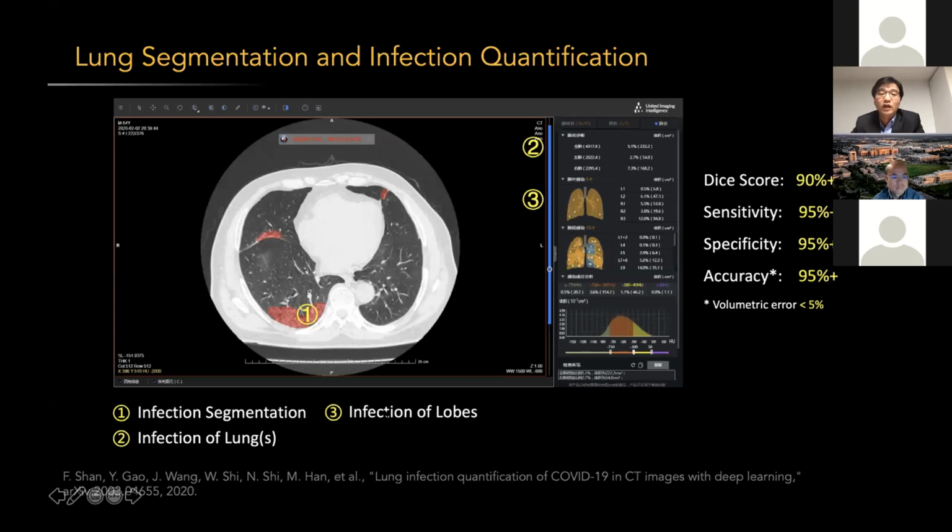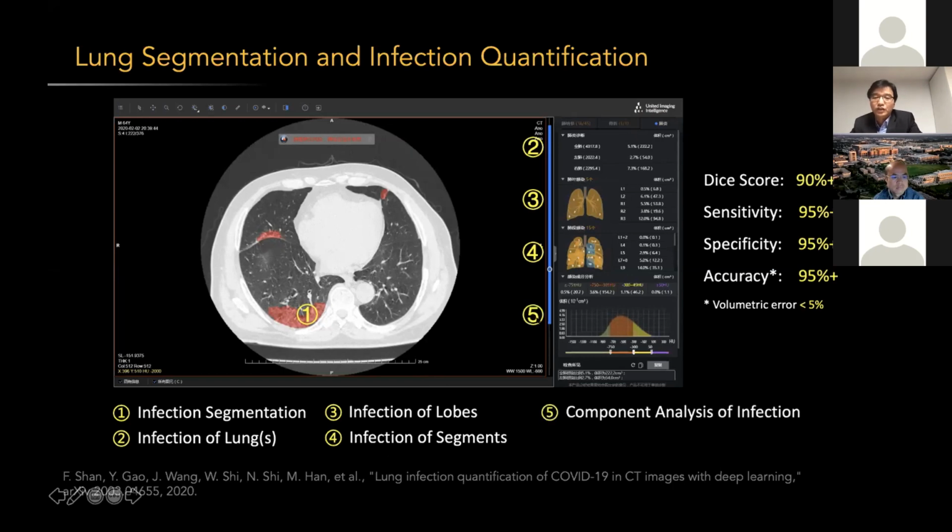And we know how much infection is in each of these 5 lobes. We can also segment the lung into 18 segments. Then we know the infections in each segment. Most importantly, for each segment, each lobe, or each lung, we can also do component analysis for the infections.